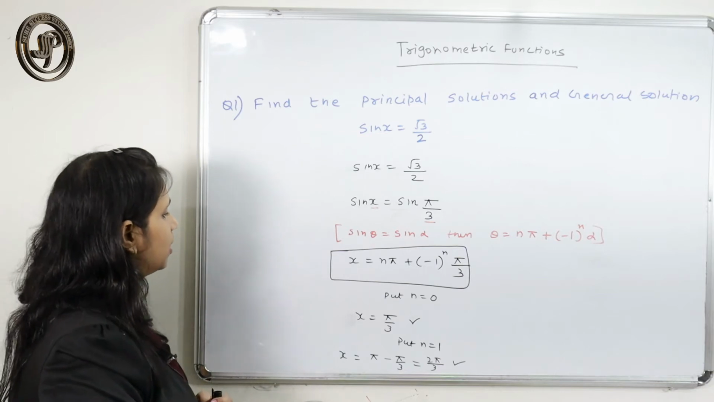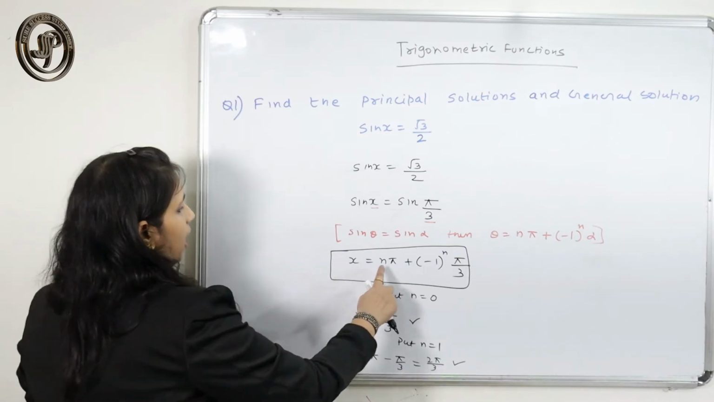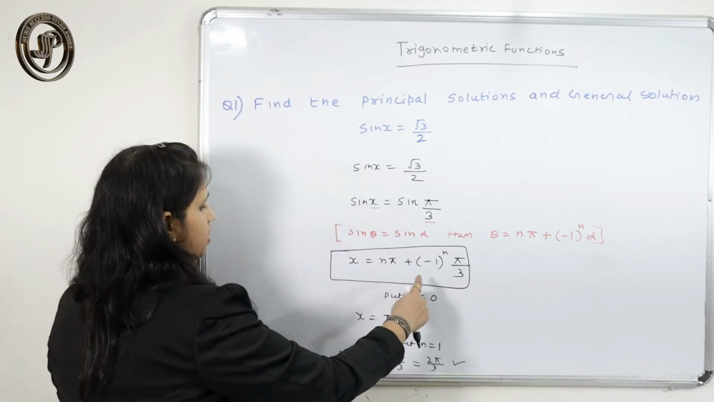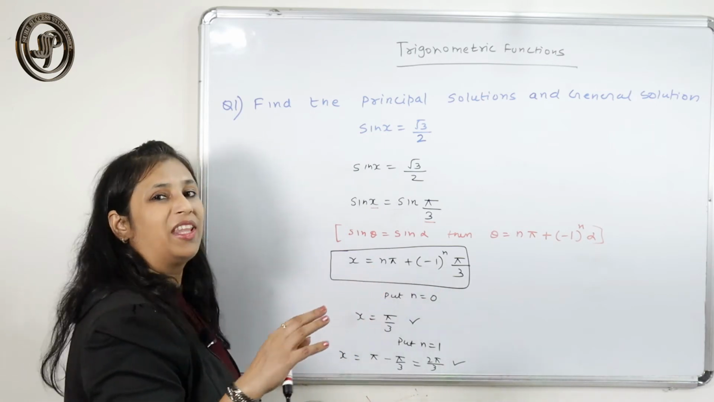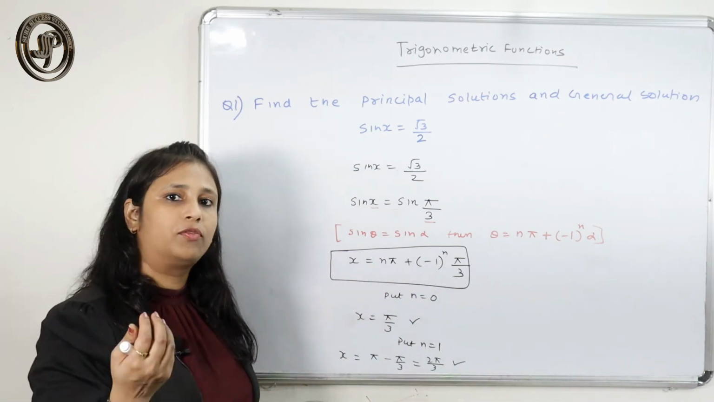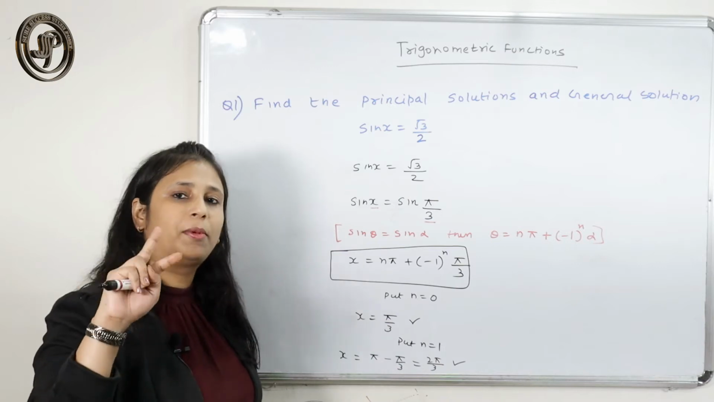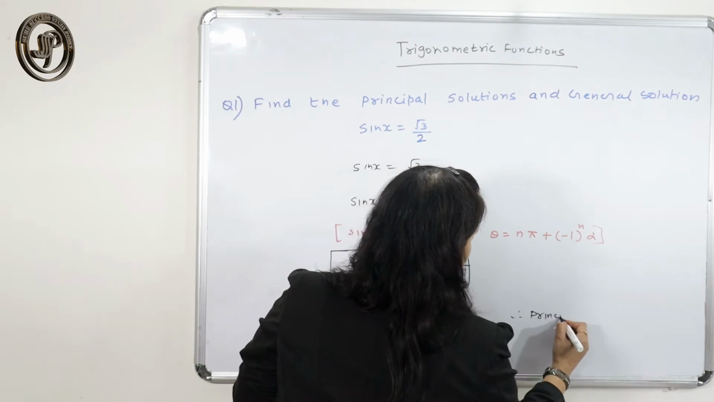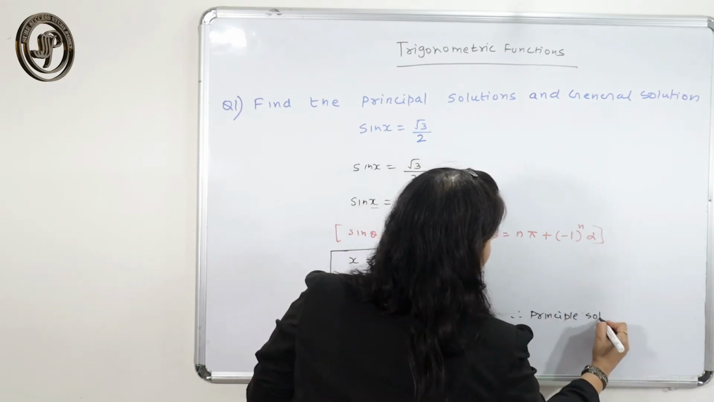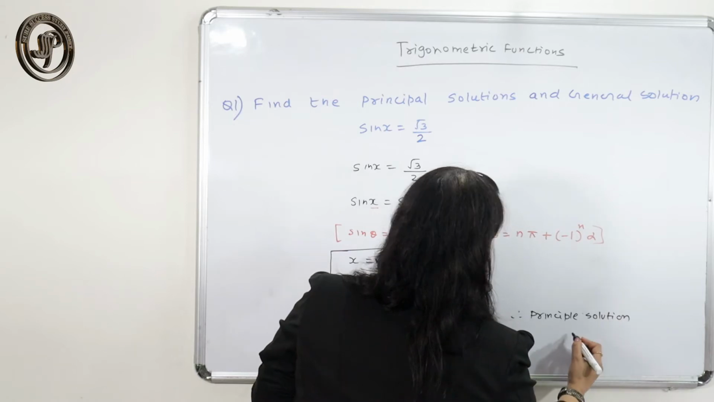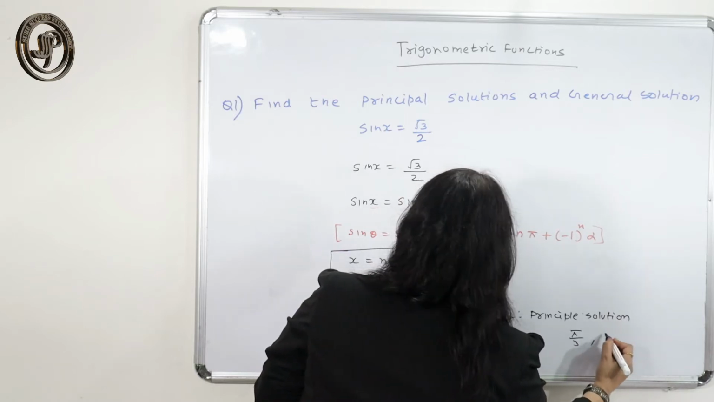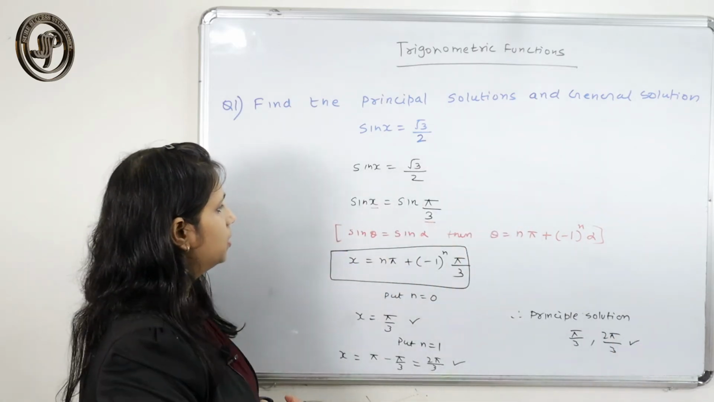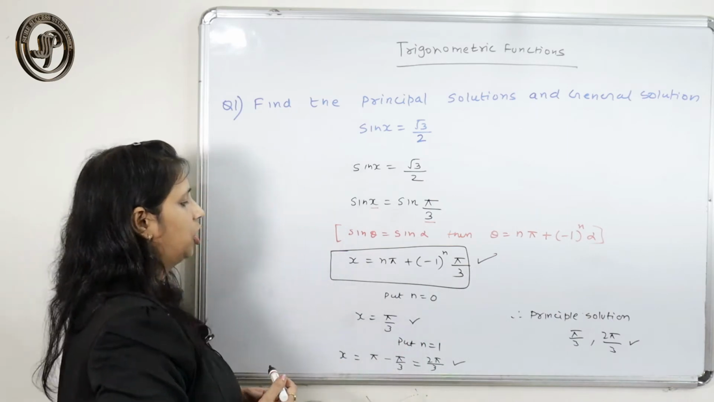If you put n equals 2 now, that will be 2 pi plus something. So definitely that becomes more than 2 pi, but you have to consider the principal solution only in the range 0 to 2 pi. Therefore your principal values will be pi by 3 and 2 pi by 3. These are the principal values, the principal solution, and this is my general solution.